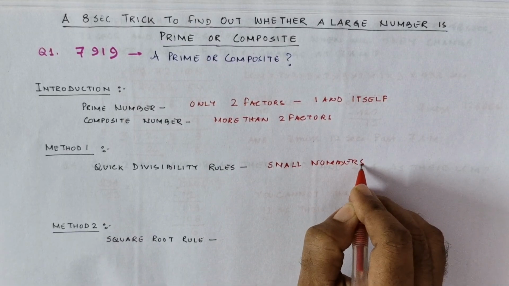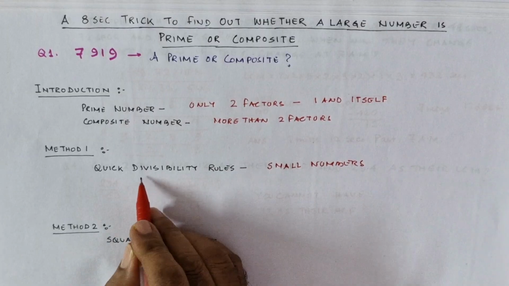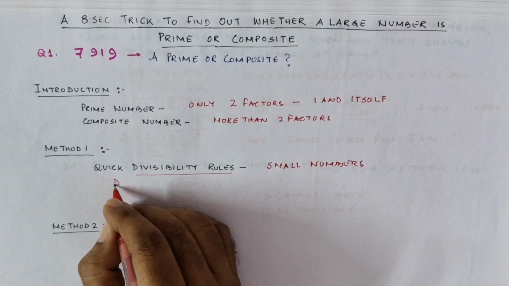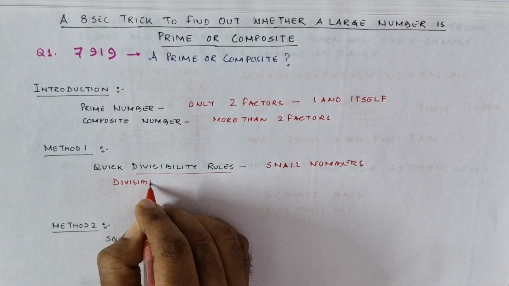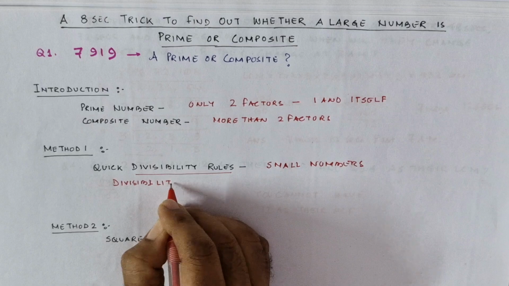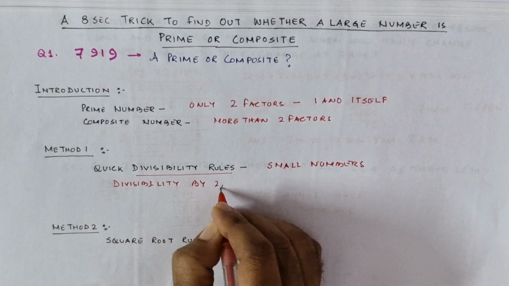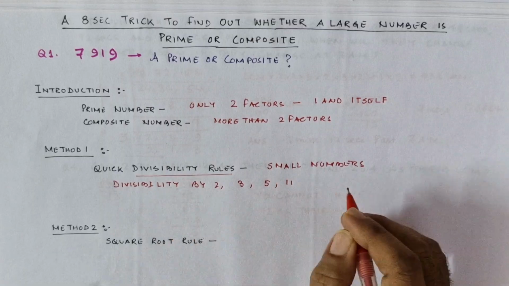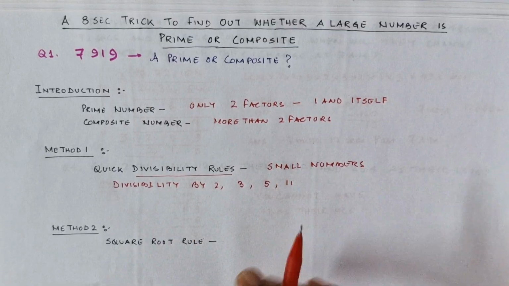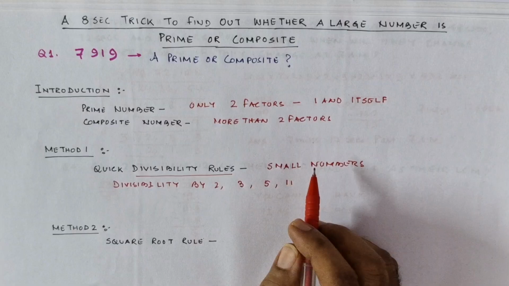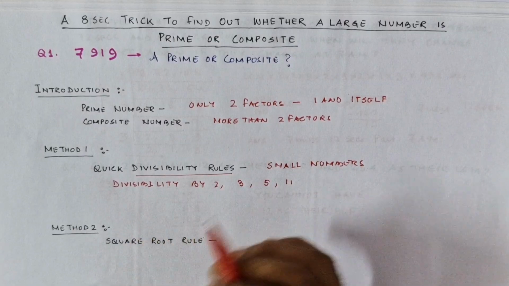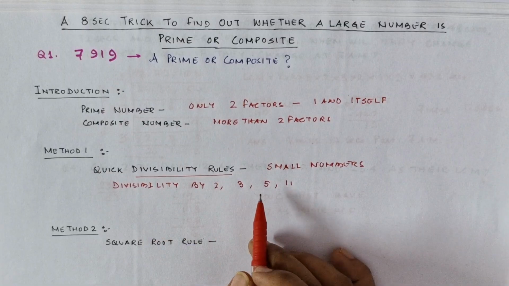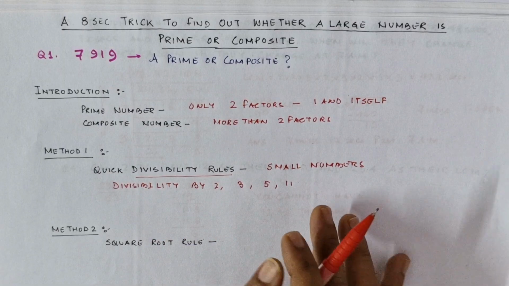Divisibility rules means you have to check the divisibility by 2, by 3, by 5, by 11 and so on. We have learned the basic concept behind how to check whether a number is divisible by 2, 3, 4, 5, 6, 7, 8, 9, 10 and 11.